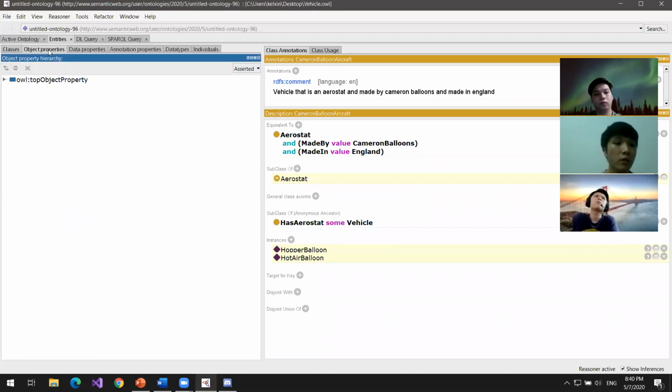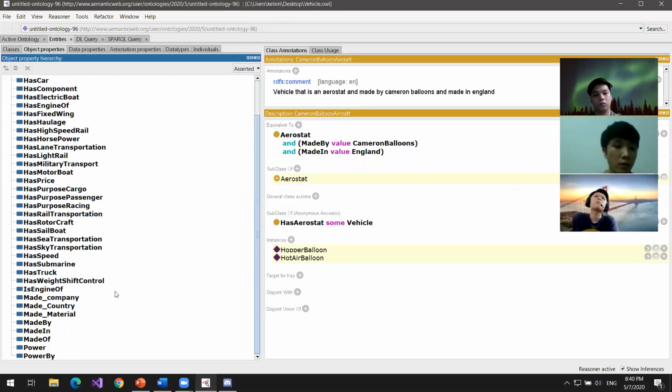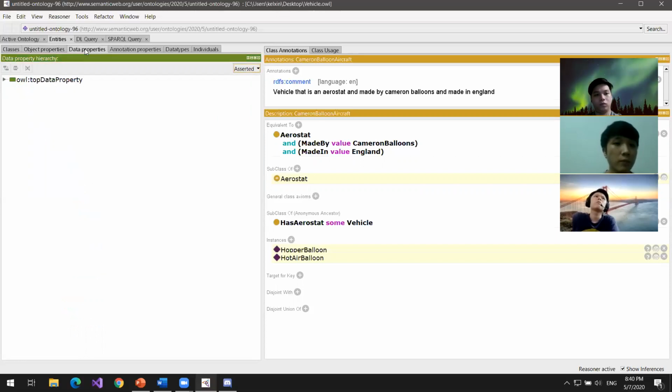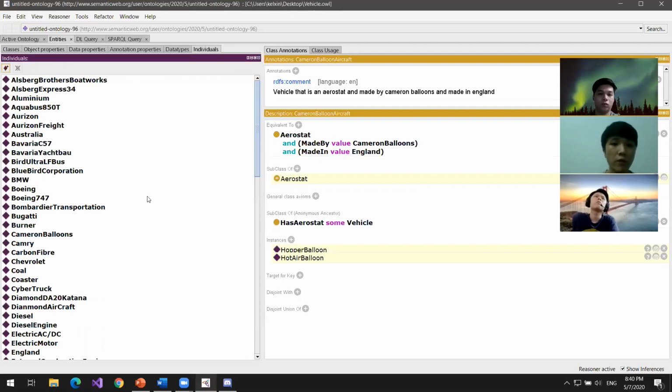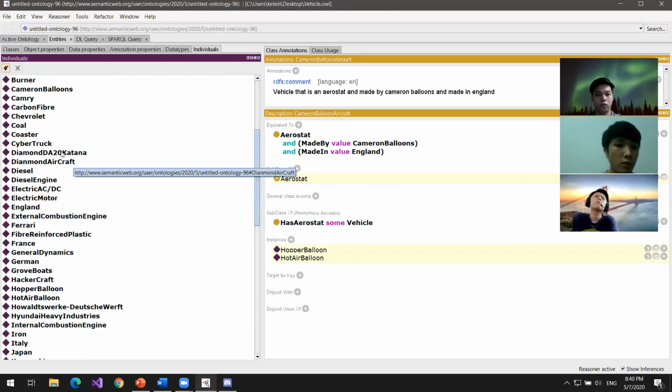And next, I will show the object property. So these are all the object properties that we are having, and the data property. And lastly, the individuals that we have. So these are all the individuals.